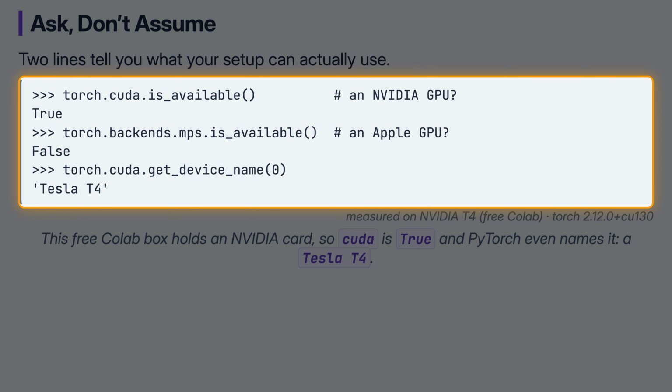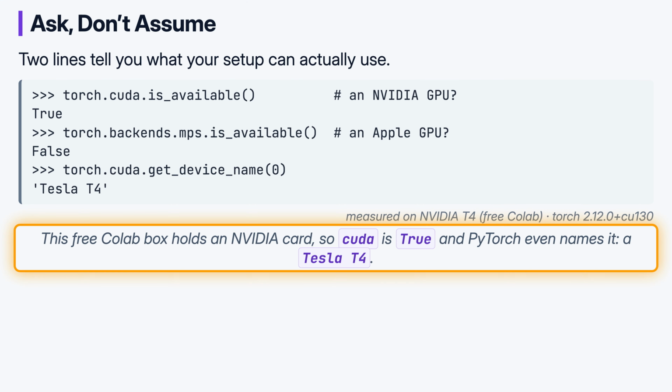2 lines tell you what your setup can use. torch.cuda.is_available asks for an NVIDIA GPU, and here it's true. torch.backends.mps.is_available asks for an Apple GPU, and here it's false. And torch.cuda.get_device_name even prints the name, a Tesla T4. This free Colab box really does have an NVIDIA card, so PyTorch says so. It reports what this machine has. It never assumes.